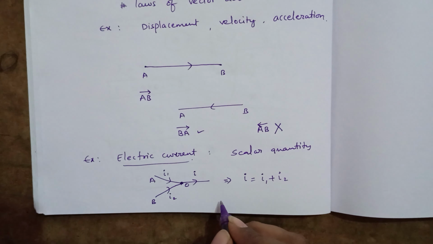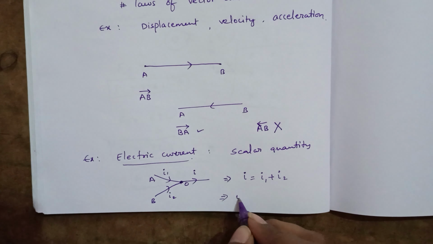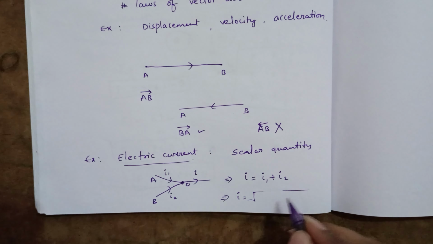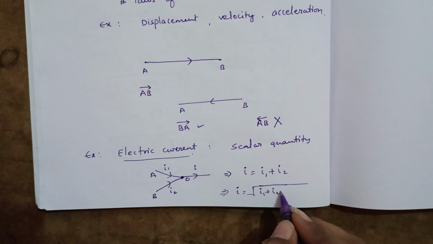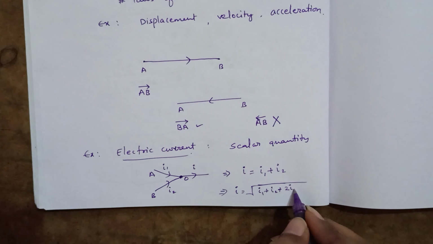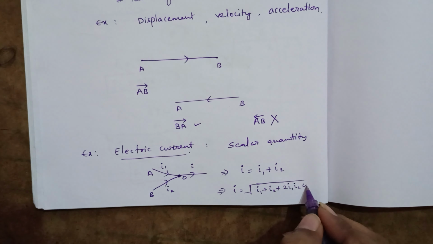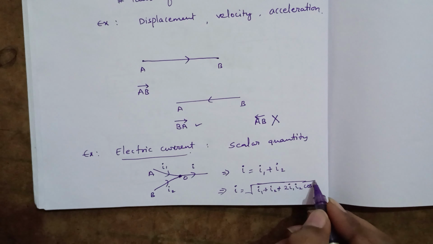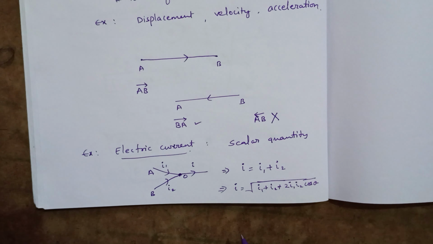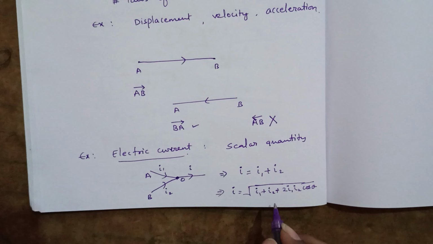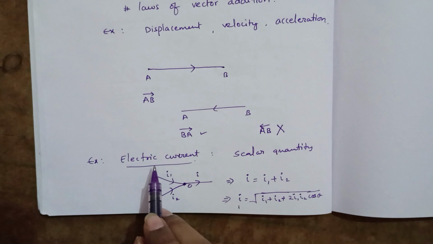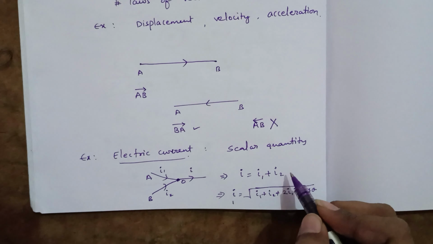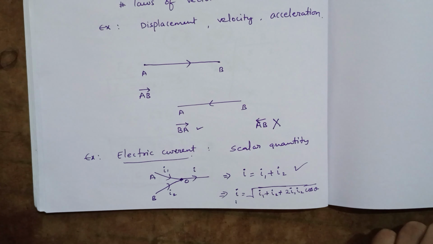If it is a vector, it should be I equal to square root of I1 squared plus I2 squared plus 2 I1 I2 cos theta. This is the parallelogram law of vector addition. It should be like this. So electric current is a scalar quantity. Why? Because it is like this.